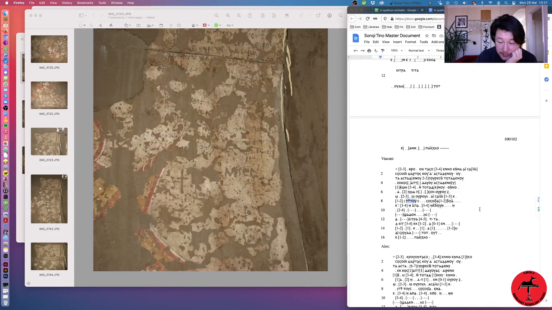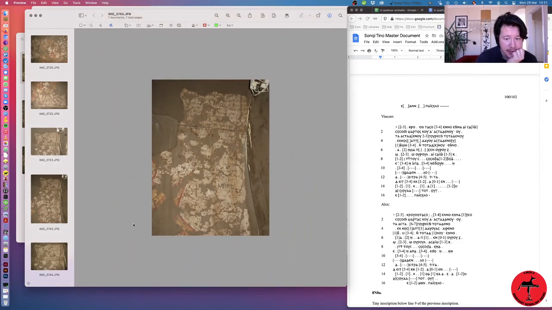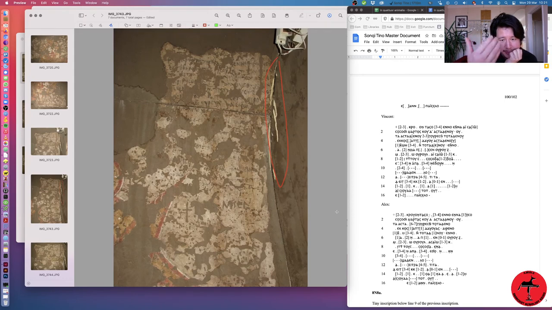A gift. Maybe the gift of the painting. Maybe this is a donation. Maybe this is the donation inscription. Look here what they did also, like this paint from the outside dripping in, covering part of the inscription. Ugh.